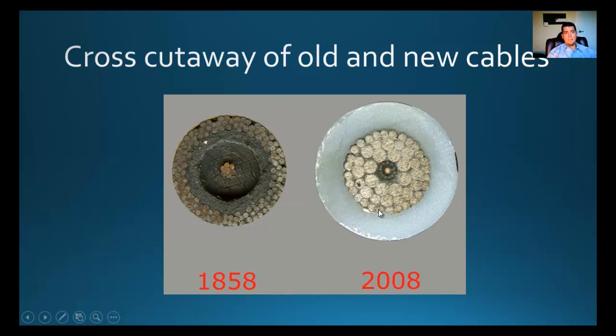In this picture, you see a cutaway of a cable from 1858. That cable was an original telegraph cable used to span the Atlantic Ocean from Europe to the United States. The cable on the right is obviously a modern-day fiber cable. That little white dot in the center is the actual fiber.